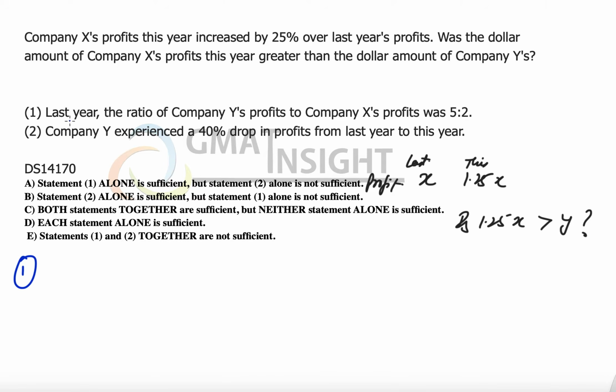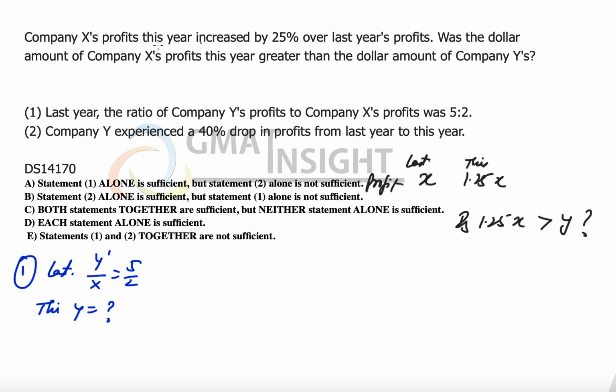The first statement says that last year, the ratio of company Y's profit to company X's profit, so this is the last year case, that means Y upon X was equal to 5 by 2. That means if X was 2, Y was 5. But this year, the value of Y cannot be predicted from last year's figures because no connection is given between the profits of company Y last year and company Y this year, right?